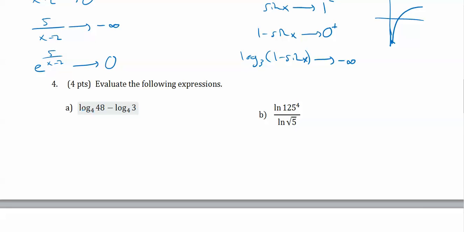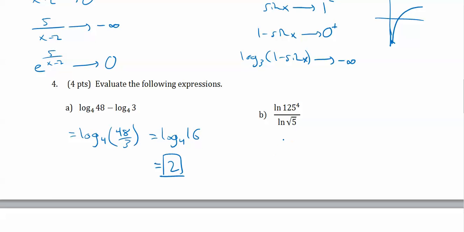The funny thing about this one is that log base 4 of 48 is not nice, right? 48 is not an integral power of 4, but if we use a log rule, we can rewrite this as log base 4 of 48 over 3, and 48 over 3 just happens to be 16. What a coincidence. Then log base 4 of 16 asks which power of 4 is equal to 16, and the answer is 2.